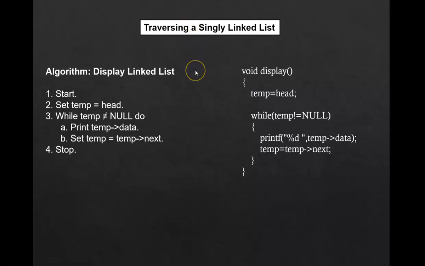Traversal of a singly linked list is again a very simple operation. Use temp to traverse the list till the end and print the data. Look, temp points to head. Use temp to traverse till the end of the list and then print the data. That's it. That's the traversal of a singly linked list.